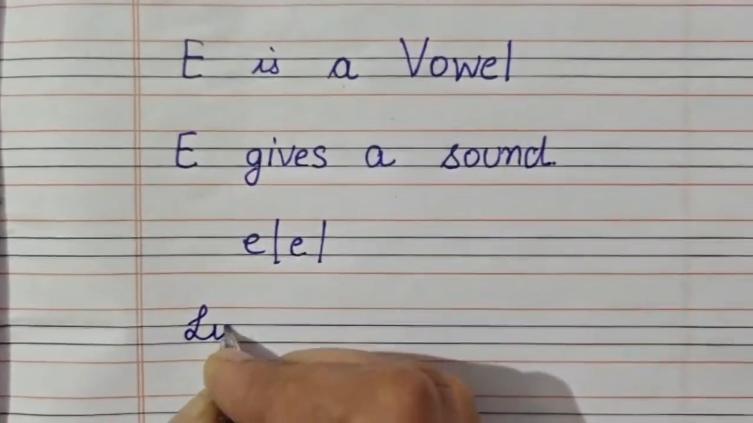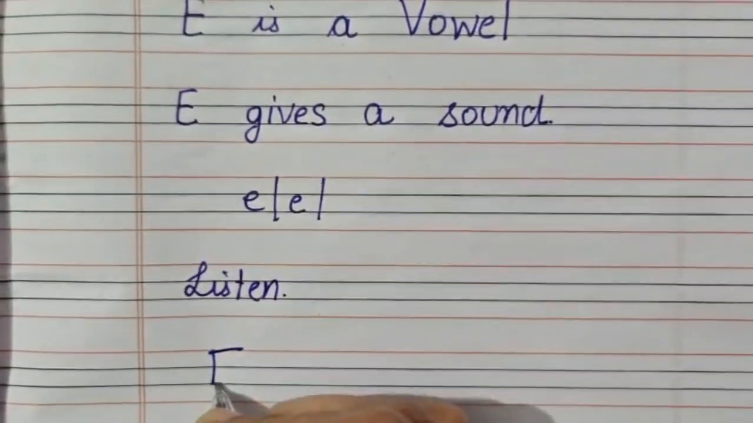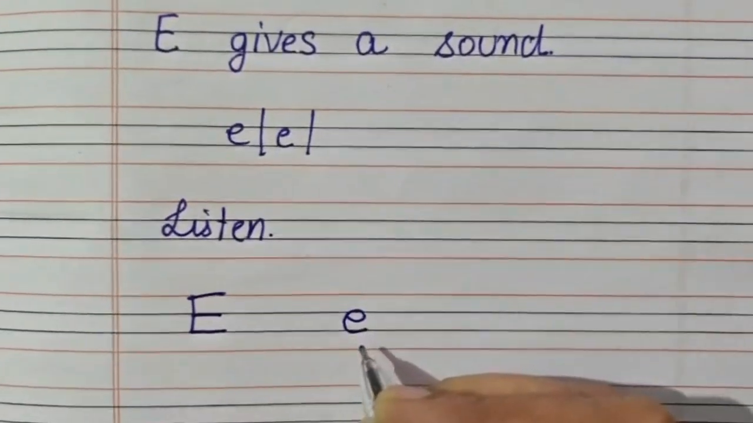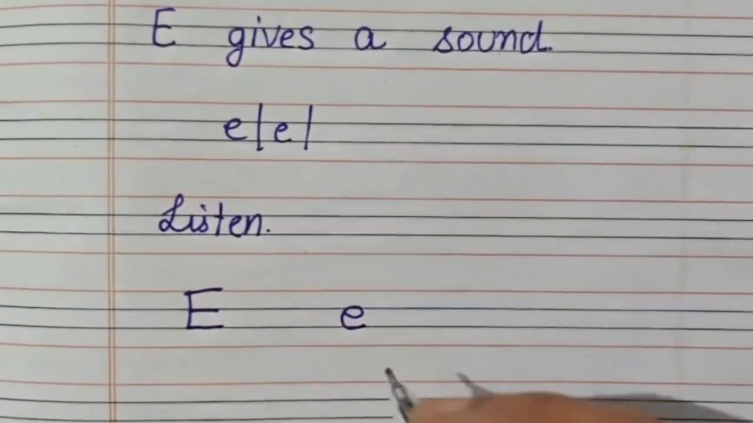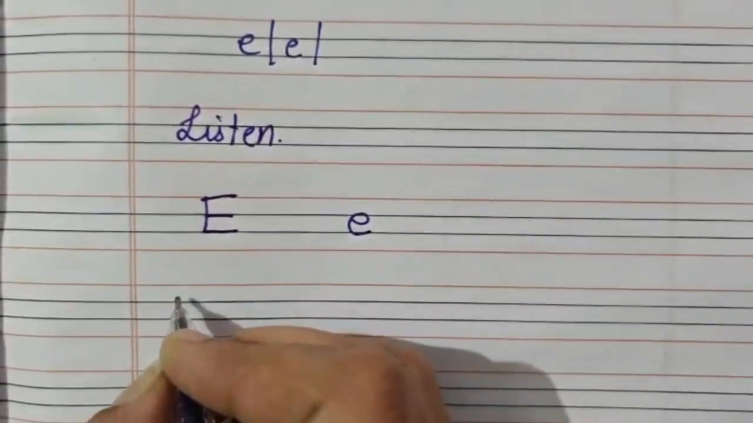Listen carefully. This is a capital E and this is a small e. Now let's read some E sound words.